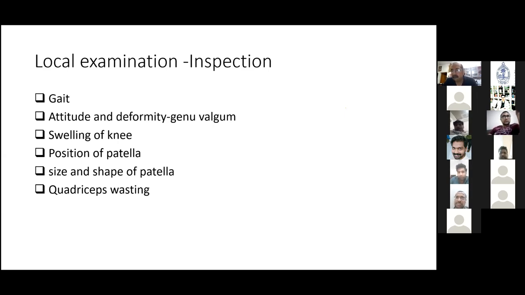Increased tibial torsion, external torsion. Yes. Then increased femoral antiversion also, correspondingly increased external tibial torsion. And what happens to the foot? In your gait, there will be pronation of the foot. So that will be seen.